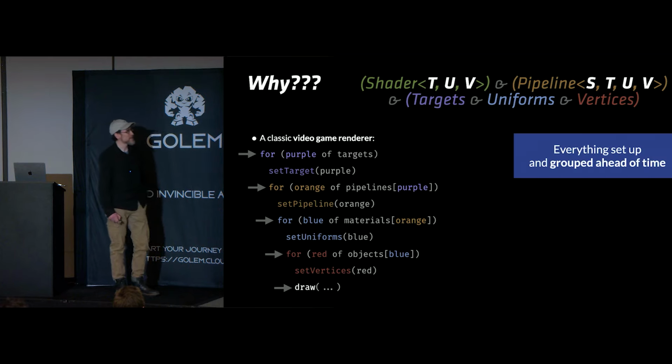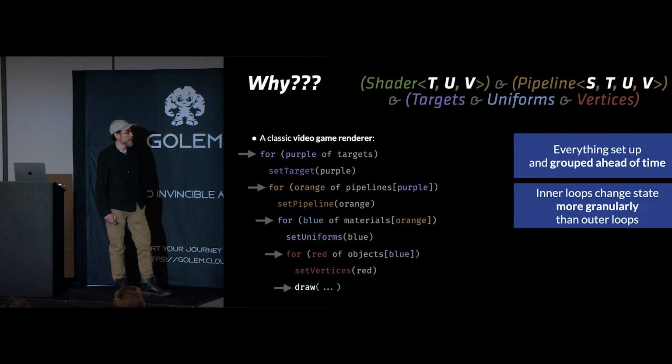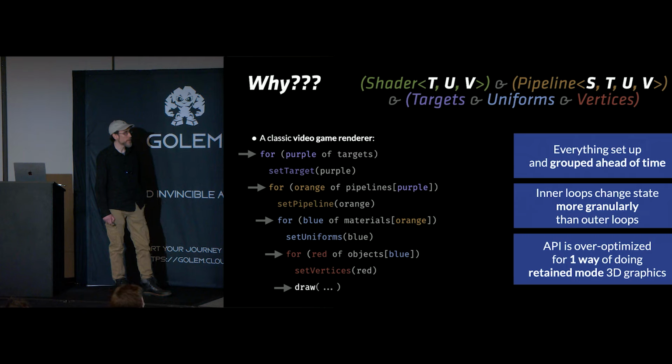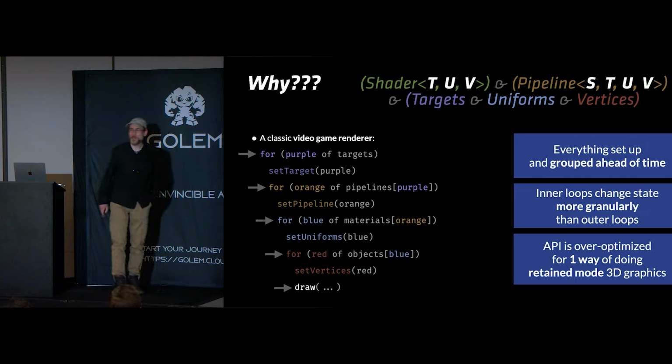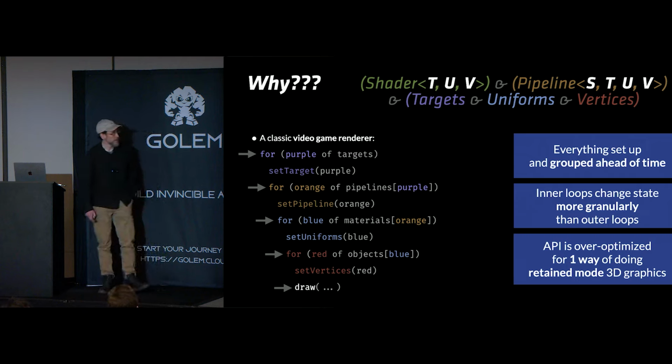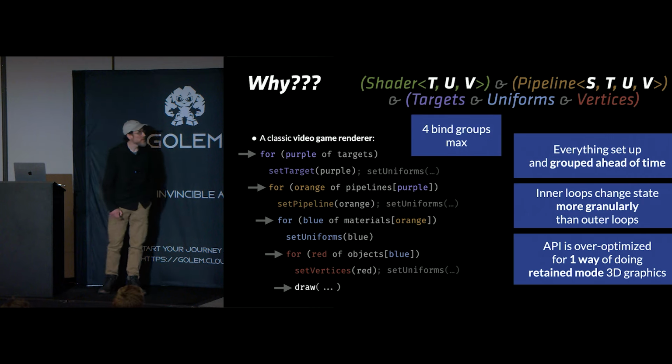What this means is these 4 nested for loops require that everything is set up and grouped ahead of time. And the inner loops change state more granularly than the outer loops. And that means this whole API is over-optimized for one way of doing retained mode 3D graphics. I'm not exaggerating. There's literally only 4 bind groups that you can use for the 4 for loops. And to this day, that is what we're stuck with.